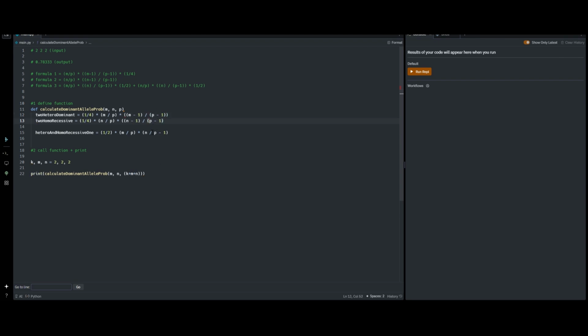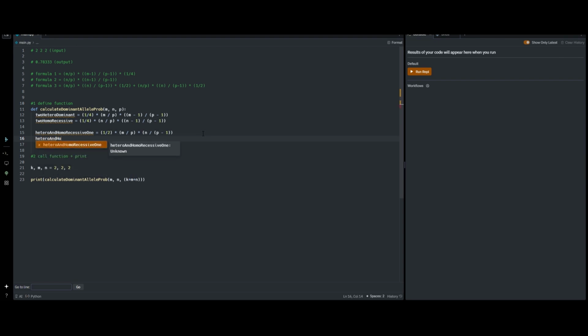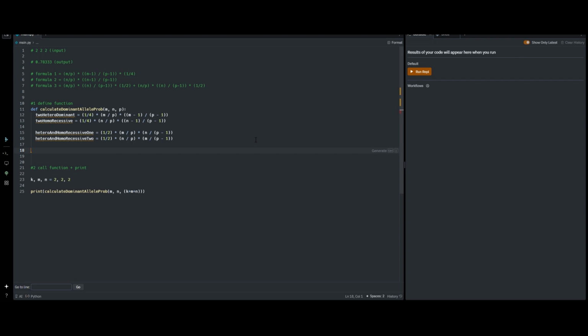And then just to be on the safe side, let's go ahead and define this. And before you forget when writing functions, we need to add the colon here. And then, to be on the safe side, hetero and homo recessive 2 equals half. It's the same formula. Now we just have n, and then m, population minus 1, and hopefully it returns the expected output that we want.